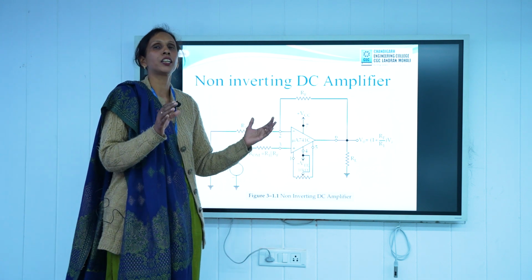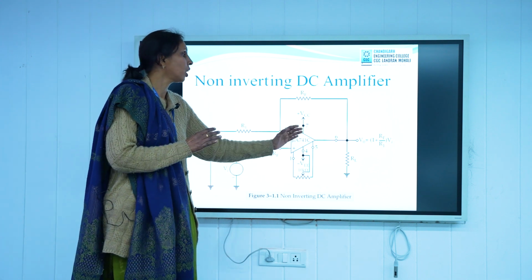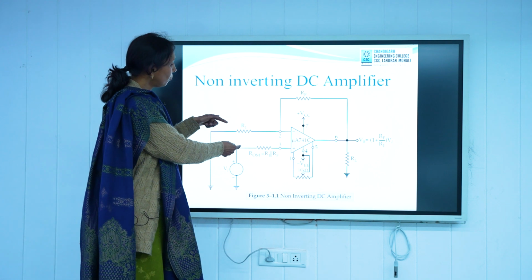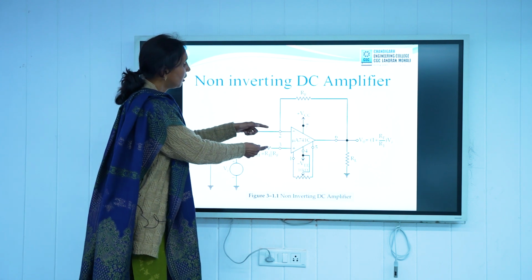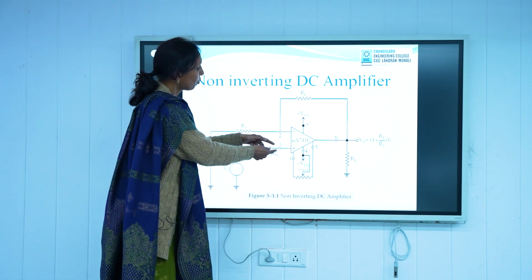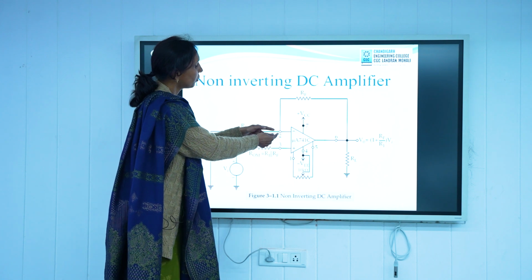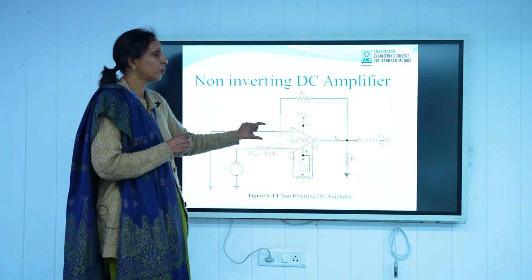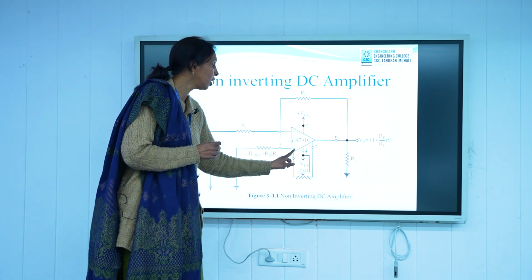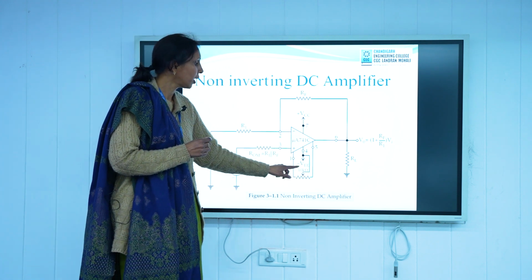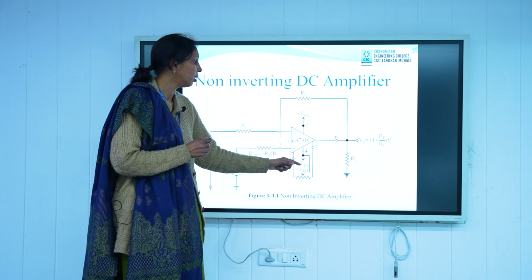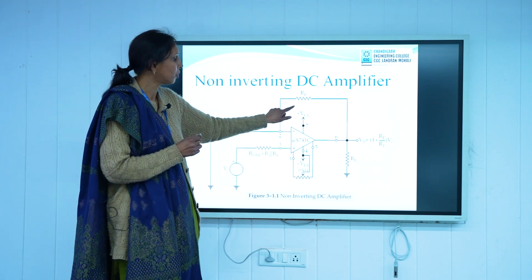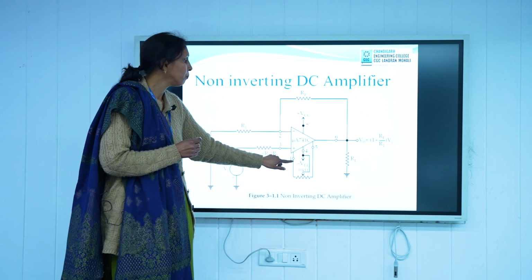Offset null is used to reduce the output voltage or to nullify the output. Nullify means we make a balance between two inputs, since we are providing input to the inverting and non-inverting terminals, that is at pin number 2 and 3. So if we want to maintain the balance between the two inputs to null the output, we need to use the offset null, and this offset null can be nullified by using the saturated voltages, plus VCC and minus VEE.